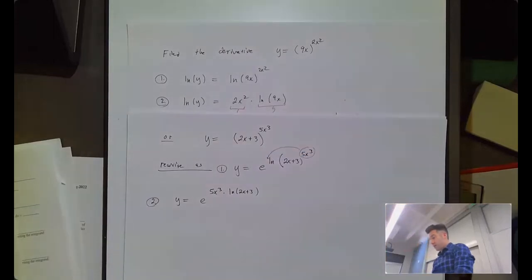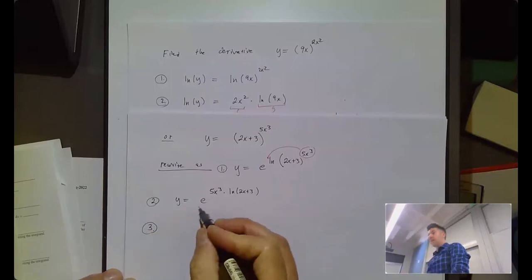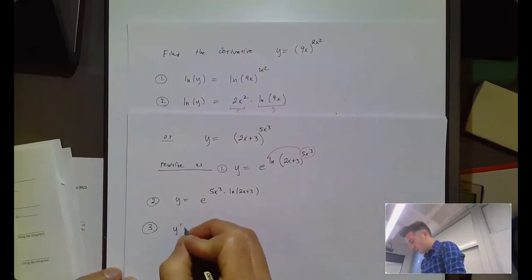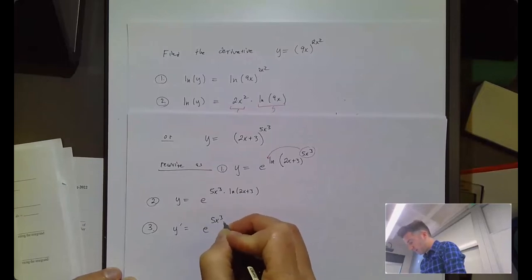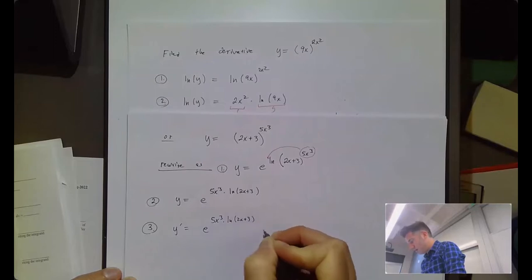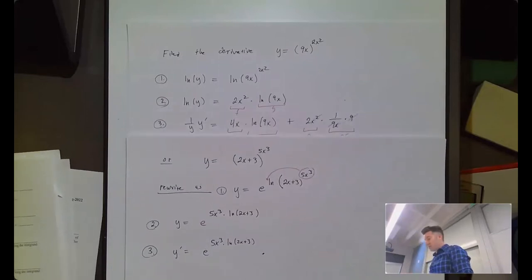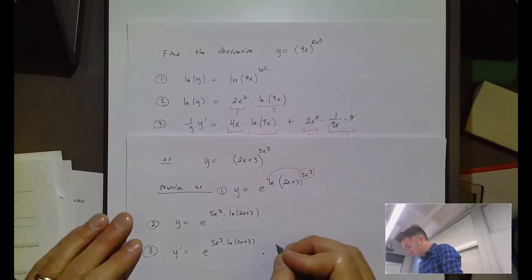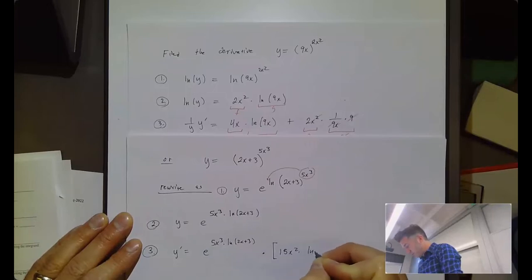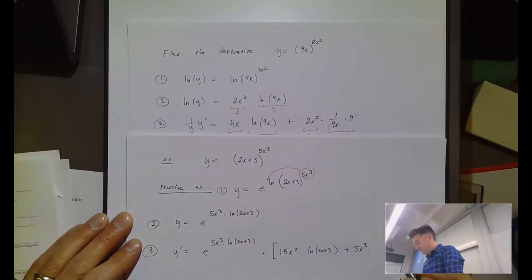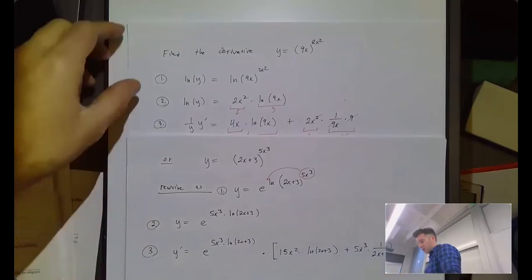Okay. When we take the derivative of e to the stuff, we're going to get e to the same stuff. And then we have to multiply by the derivative of the stuff, which is going to require the product rule, just like it does in the other way of doing it. So product rule, we're going to get the derivative of 5x cubed times the natural log of 2x plus 3, plus 5x cubed times the derivative of the natural log of 2x plus 3, which is 1 over 2x plus 3 times 2. And sorry, I'm a little off screen there for the people on Zoom.